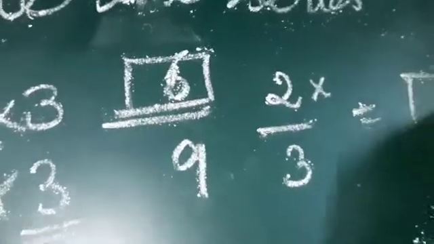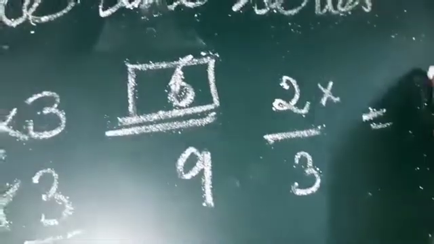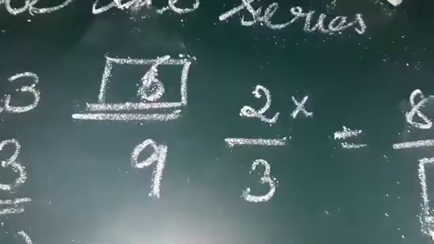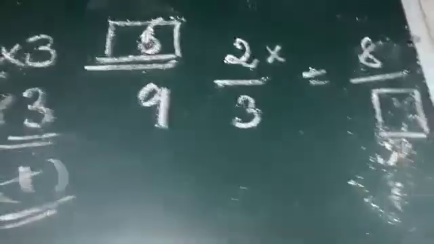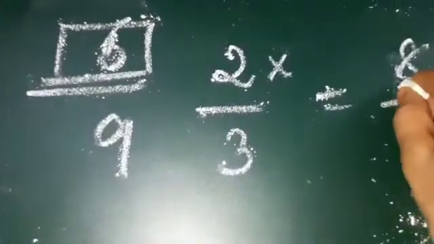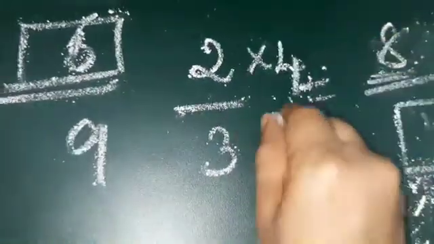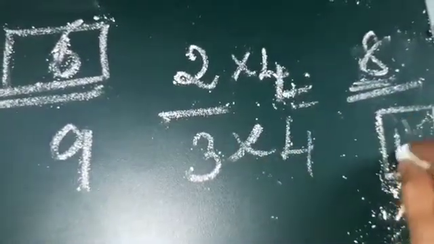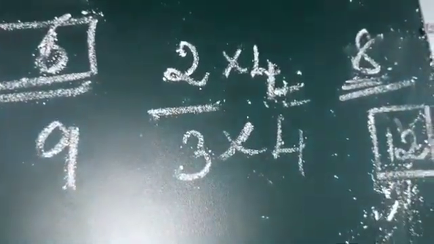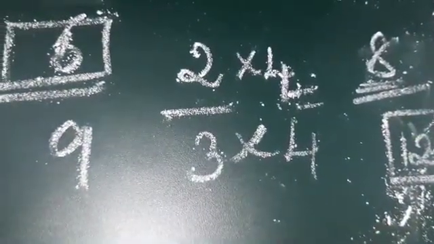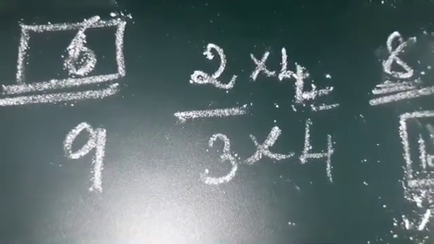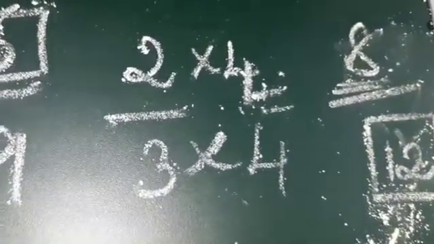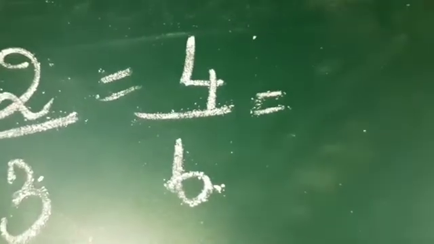What will be the next pattern, students? It is in the increasing order. We have seen 2 into 2, 2 into 3, then it will be 2 into 4. We have to multiply both numerator and denominator with the same number. So we get 2 into 4 as 8 and 3 into 4 equal to 12. So the next pattern is 8 by 12.